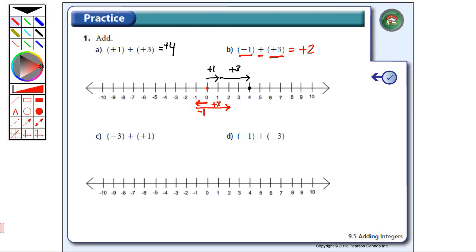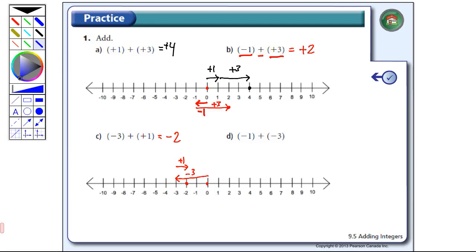So my answer will be plus 2. Down below on C, start at 0. It says to go negative 3. So 1, 2, 3. That's my minus 3. And then I'm going to be adding positive 1. So from this point here, I'm going to go to the right 1 step. That's my positive 1. And I'll see that I'm ending up at negative 2. So my answer would be negative 2.